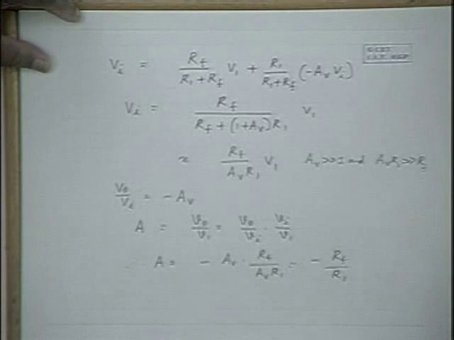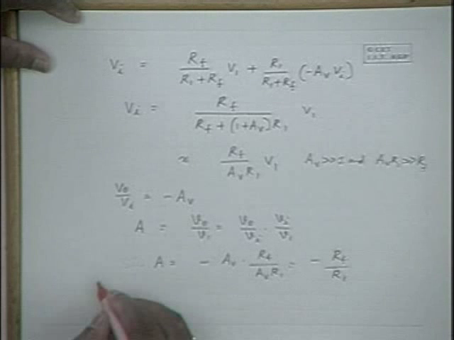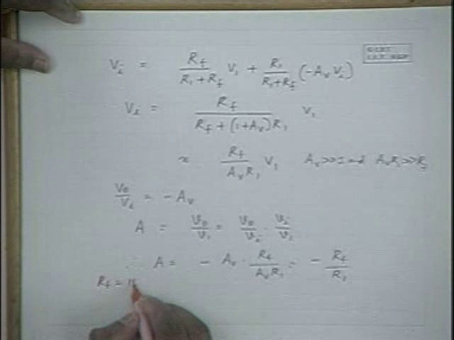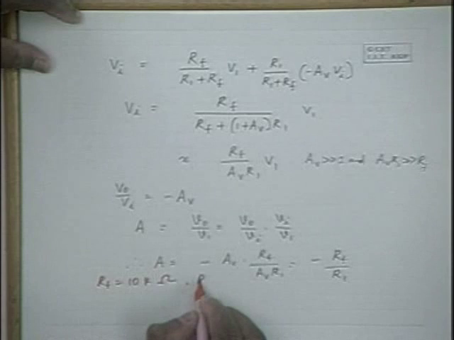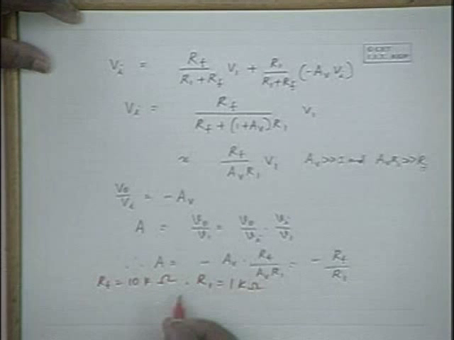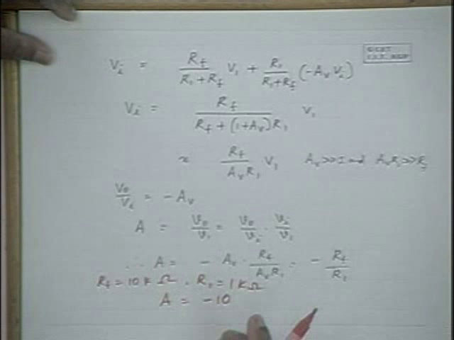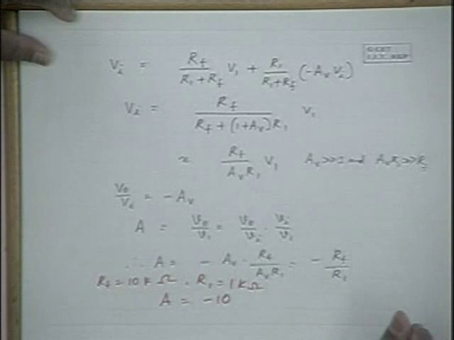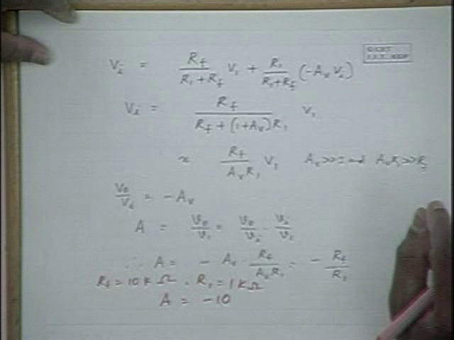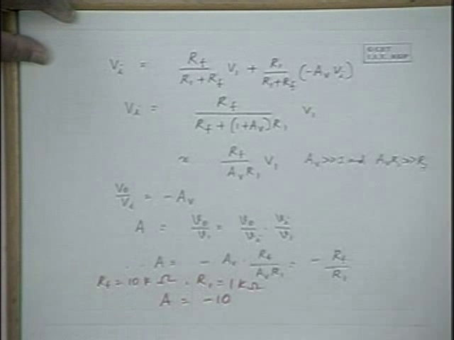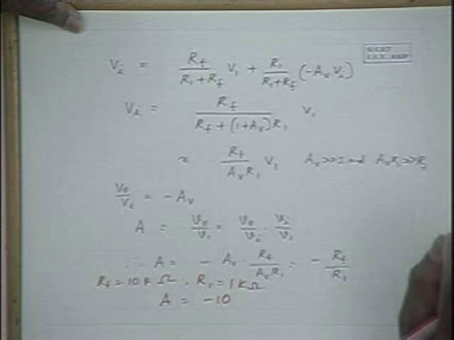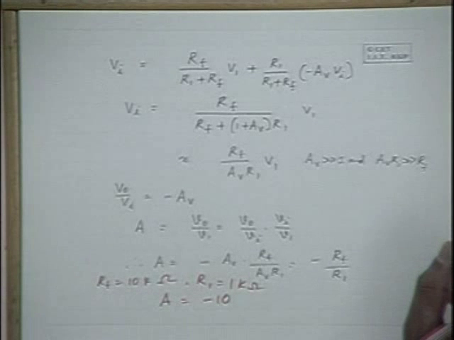As an example, if RF is 10 kilo ohms and R1 is 1 kilo ohm, we get a gain of minus 10 in this particular case. And the gain is negative because the feedback is negative here and the input is applied to the negative terminal, and therefore there is a phase shift of 180 degrees. Hence it is called an inverting amplifier.